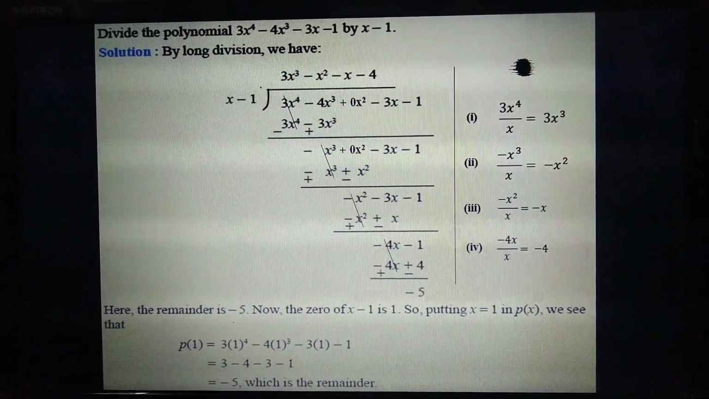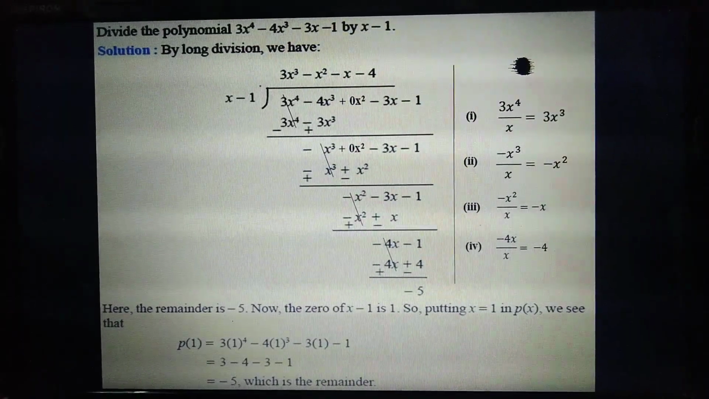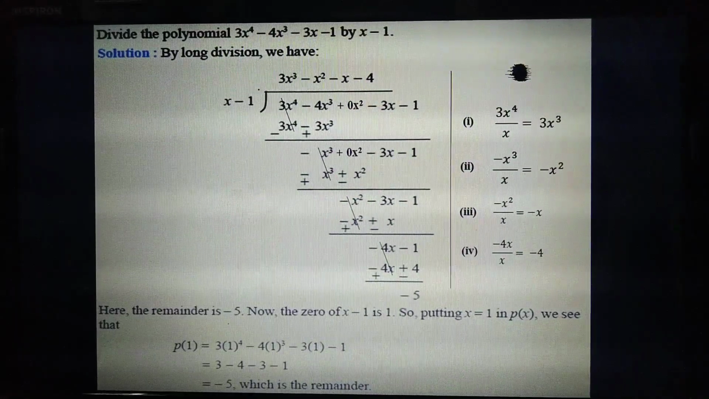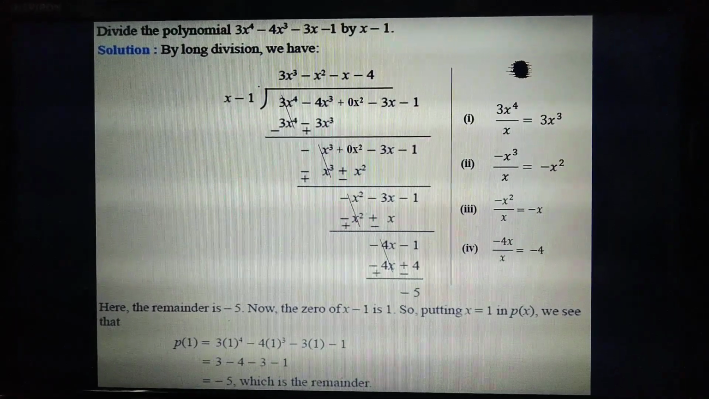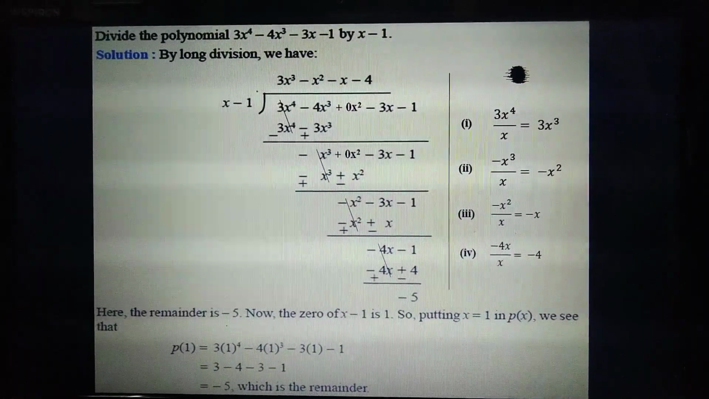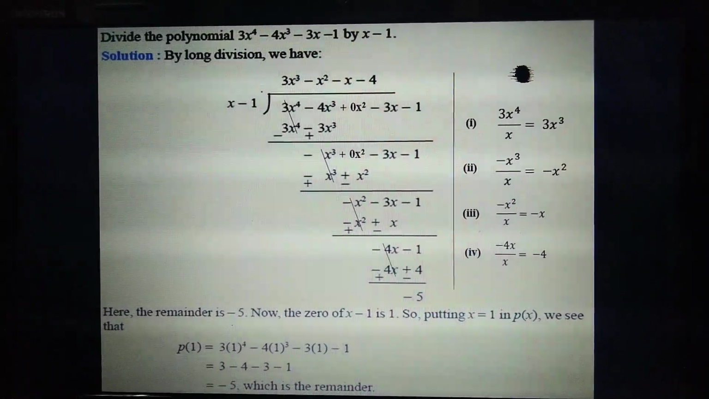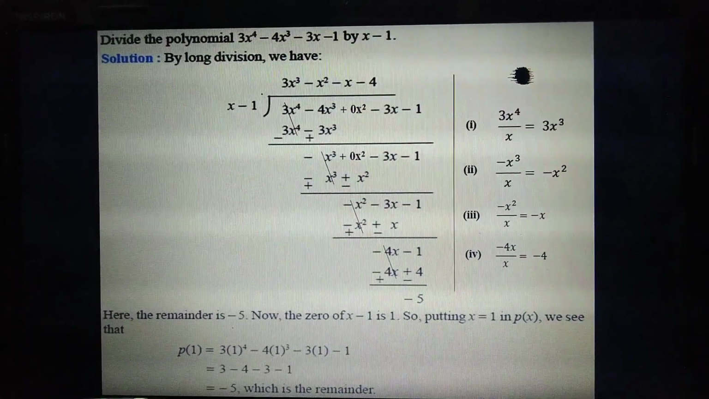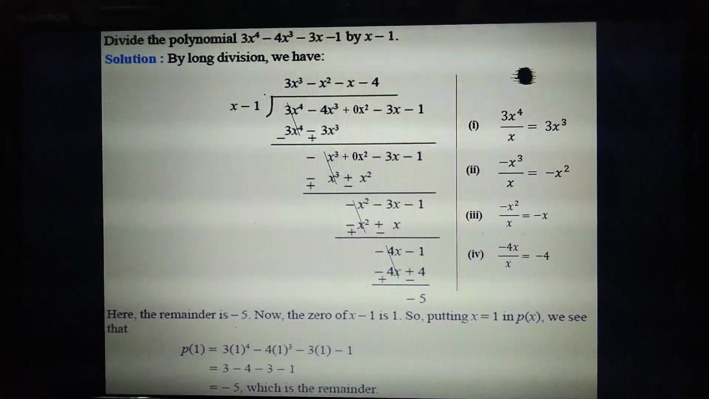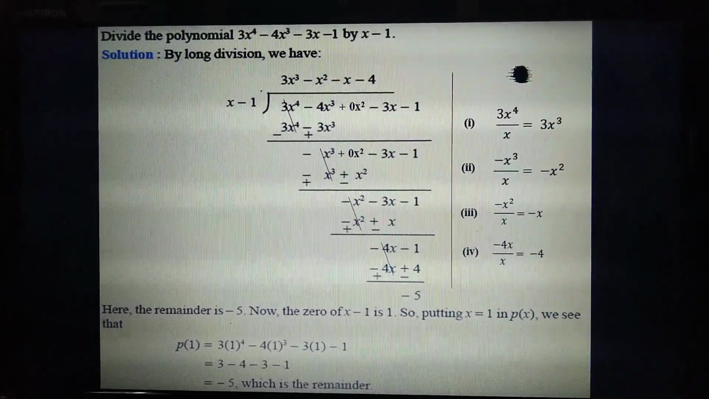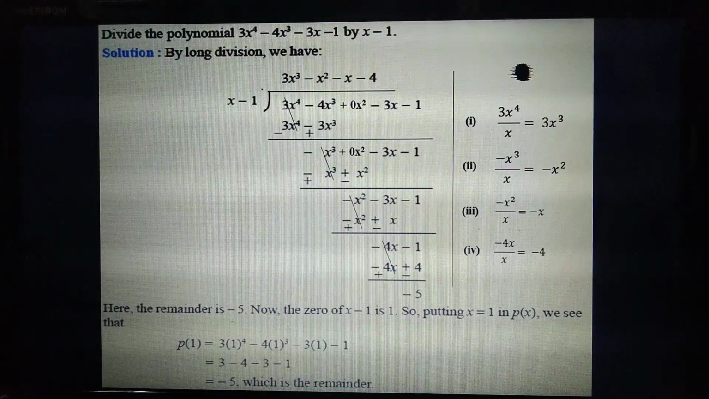Divide the polynomial 3x power 4 minus 4x cube minus 3x minus 1 by x minus 1. First we want to check whether the given polynomials, that is dividend and divisor, are in descending order with respect to their degree. See, the divisor is x minus 1, so there is no issue. X term and constant term is there, so keep as such.